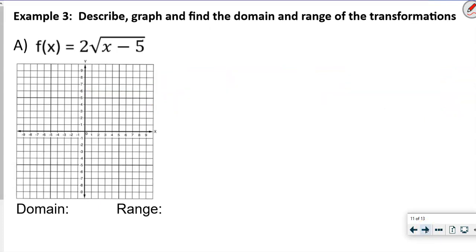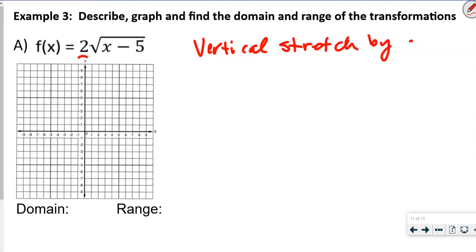All right, so now we're going to do one example, or we're going to do two examples, actually. So it says describe graph, and find the domain and range of the transformations. So what we're going to do first is we're going to describe this thing. So what does this 2 tell us? The 2 tells us it's a vertical stretch by a factor of what? 2, right?